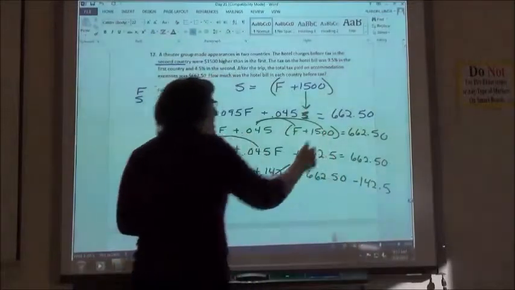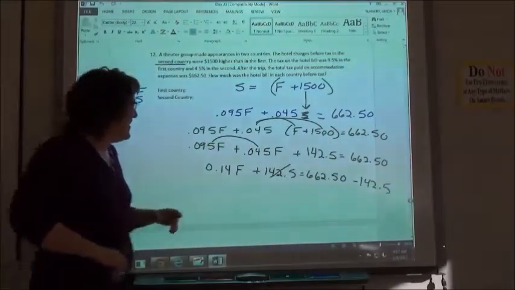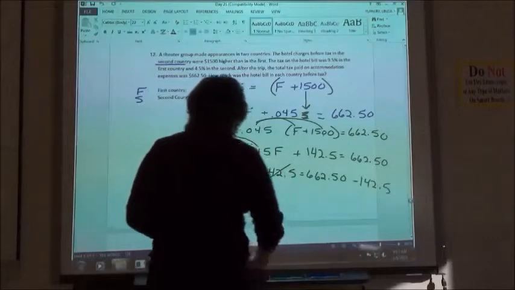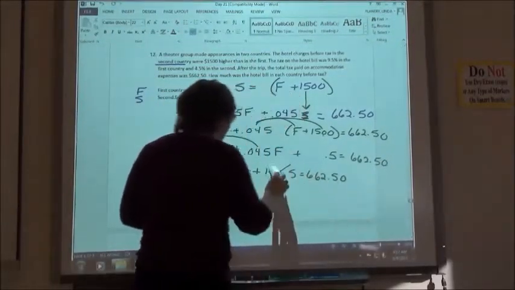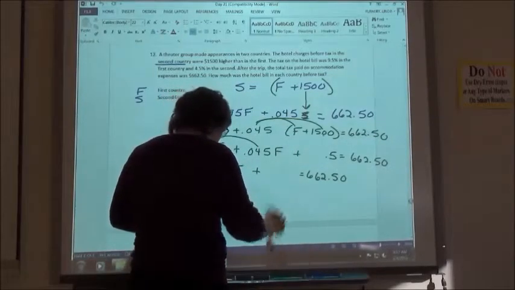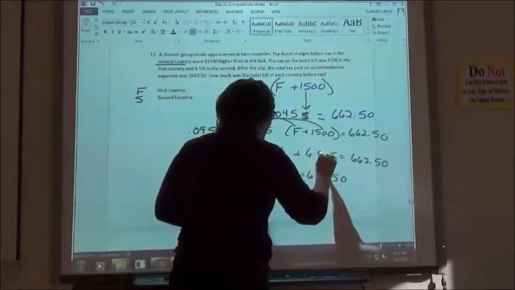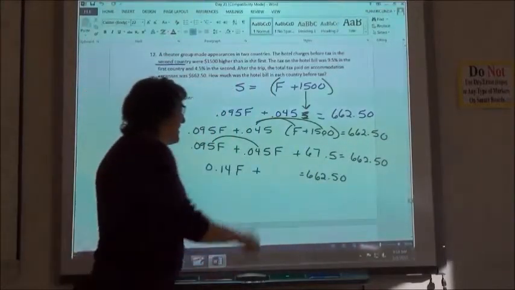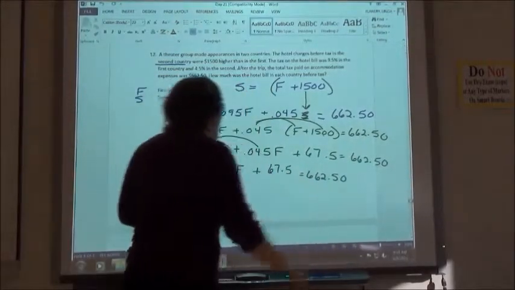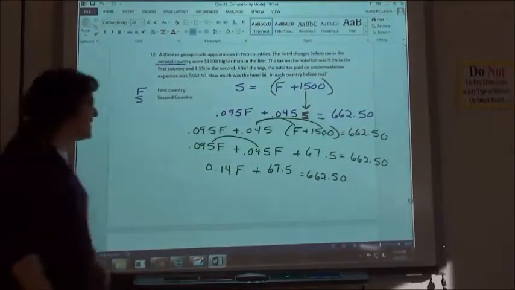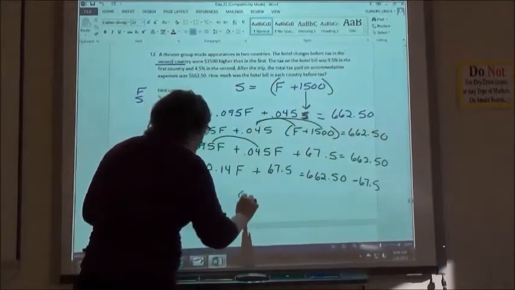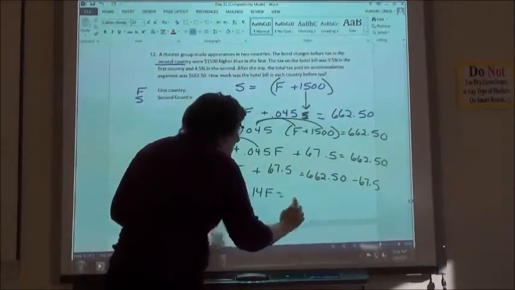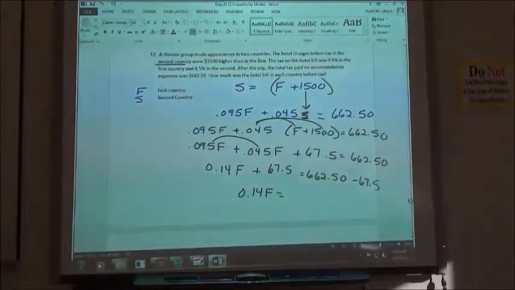Multiply this out for me again, because I'm getting a different number. 67.5. That's what I'm getting. We might as well fix that before we get too far. 67.5. All right, so we've got to subtract our 67.5 when we move that over. So 0.14F is going to equal 662.5 minus 67.5.